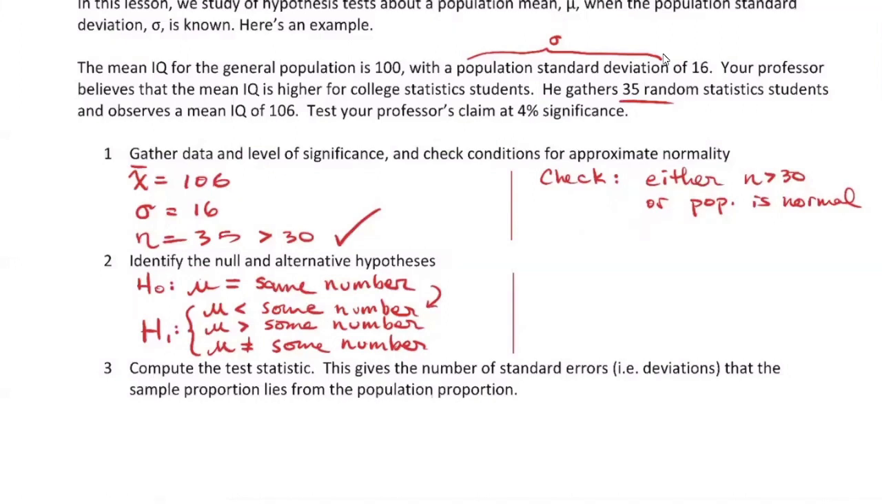Okay, so on this problem, you believe that the IQ is higher for college statistics students, higher than what? 100. Okay, which is everybody else. So again, normally I start with the alternative, that mu is higher than 100, and that's for all statistics students. Okay, the null hypothesis, you just change this to an equal, so mu equals 100, it has to be the same number.